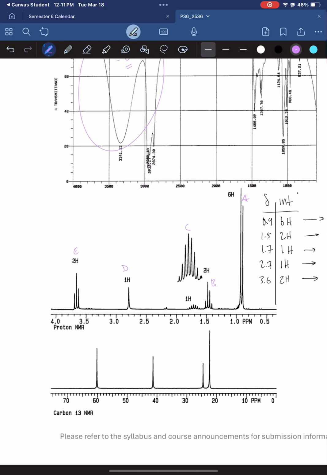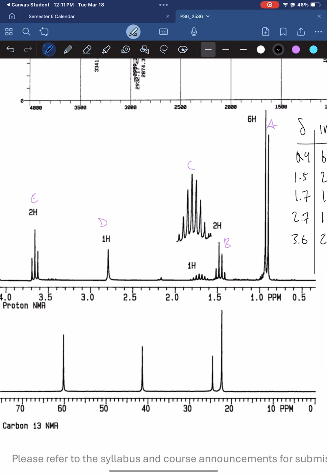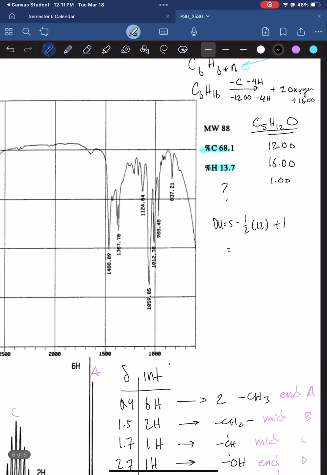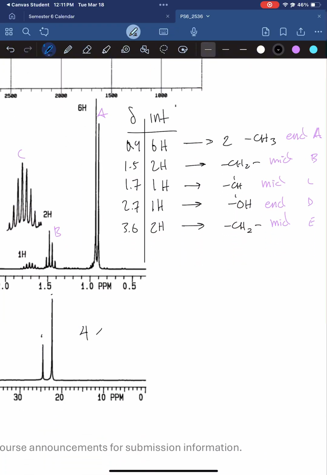Now, before we move on, let's look at the proton NMR. Sorry, the carbon NMR. 1, 2, 3, 4 peaks. 4 peaks. How many carbons do we have? 5 carbons. 4 is less than 5 in the molecular formula, and that should tell you there's a plane of symmetry somewhere in our molecule. So now, let's start to assemble our structure.